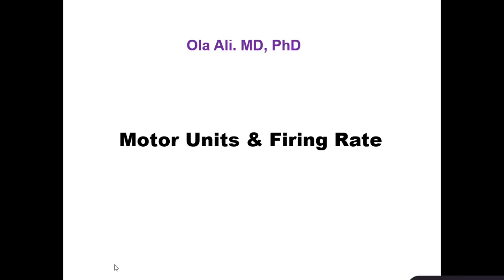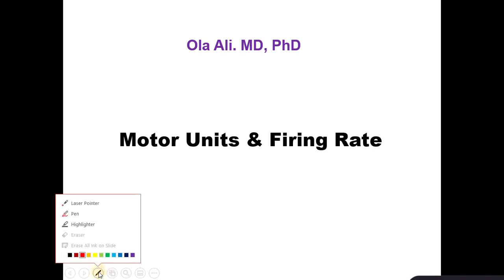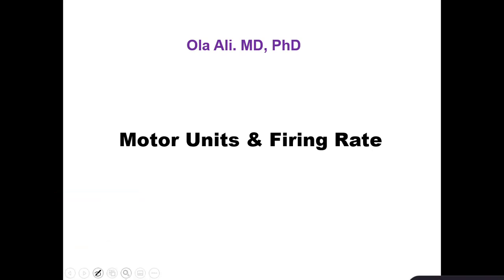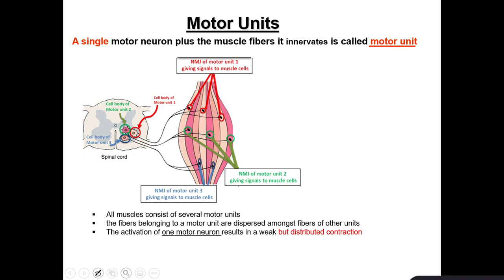Welcome to the third video of the muscle physiology. And here we will discuss the motor units and firing rate and how they are related to the muscle force. First of all, what do I mean by a motor unit? A motor unit is a single motor neuron, so a single nerve cell plus the muscle fibers or muscle cells innervated by that particular motor neuron.